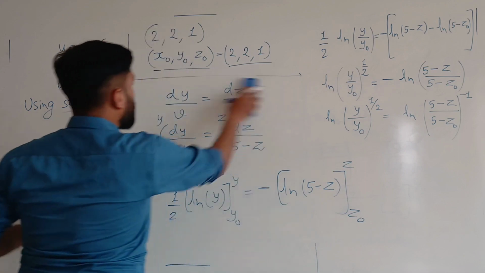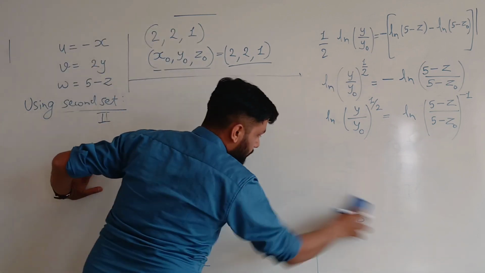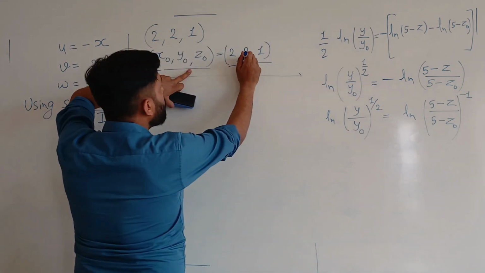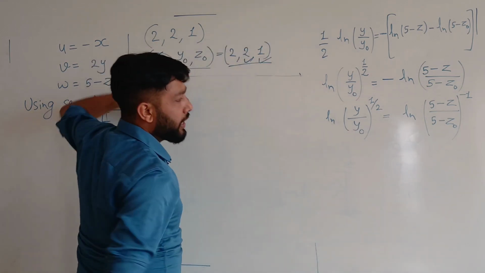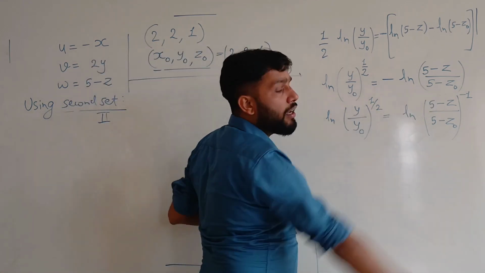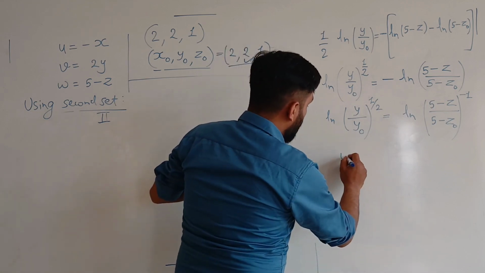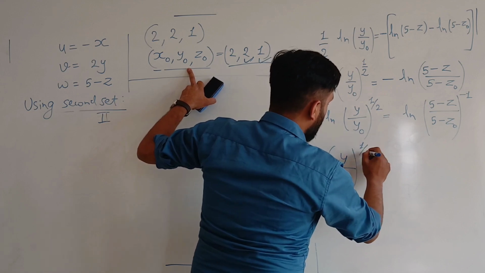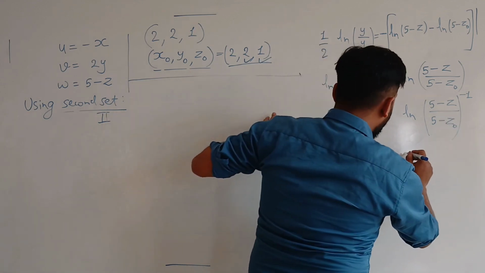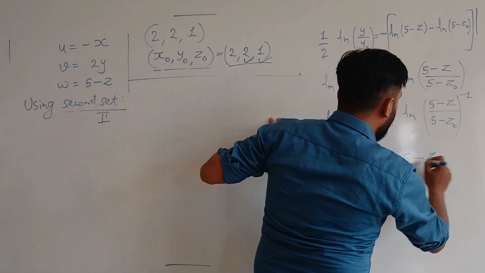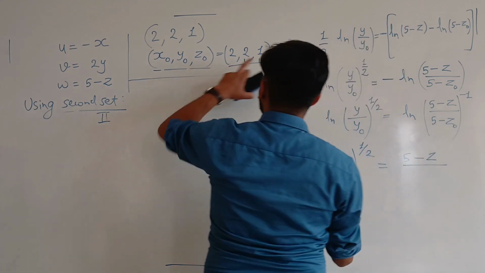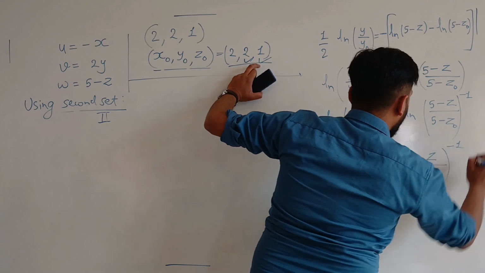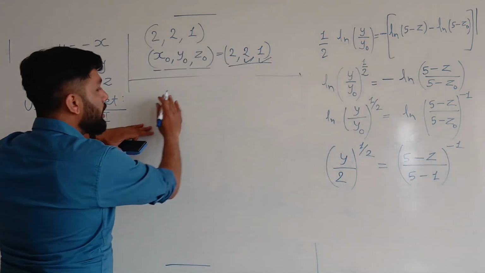I am going to erase this. Now let's substitute y naught and z naught. How much is y naught? y naught is 2 and z naught is 1. Let's eliminate the natural log sign. That is y divided by y naught, which is 2, whole power 1 by 2, is equal to 5 minus z divided by 5 minus z naught, where z naught is 1, so 5 minus 1, whole power minus 1.